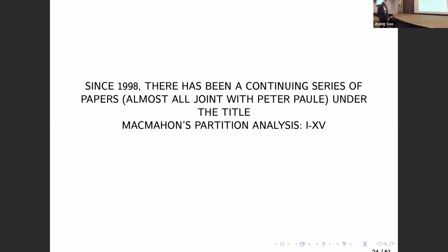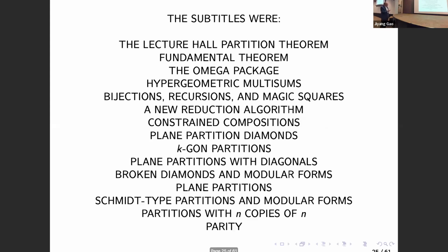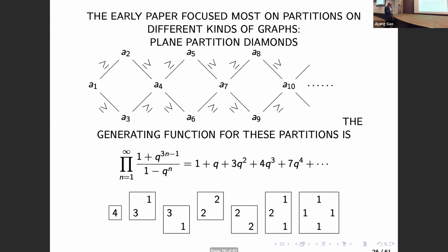Since 1998, there's been a continuing series of papers, almost all of them joint with Pella, under the title MacMahon's Partition Analysis. There are 15 titles related to this picture. Many of them deal with partitions on particular graphs. So here is one example. We have this set of diamonds hooked up at these vertices, and the inequalities in between the parts are indicated as you see up on the screen.